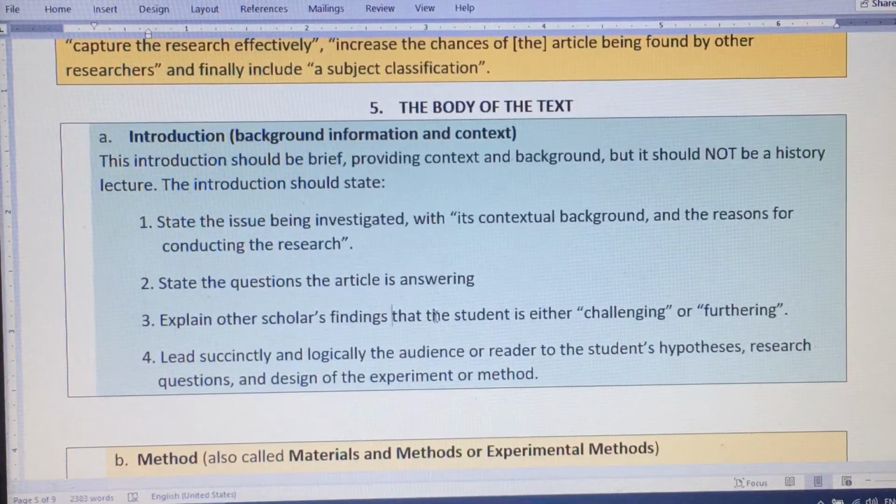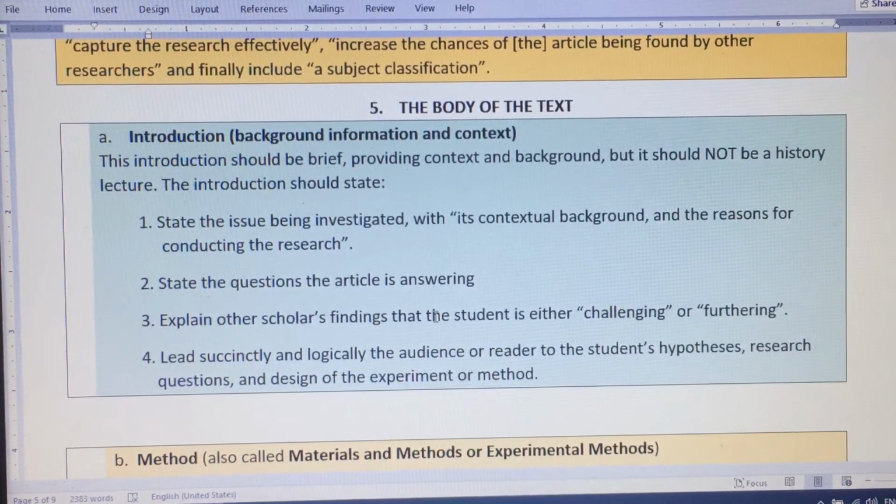And for these findings, you need to state whether you are challenging them or you are following them further. In other words, what's called argument or counter-argument. That's for challenging or furthering.